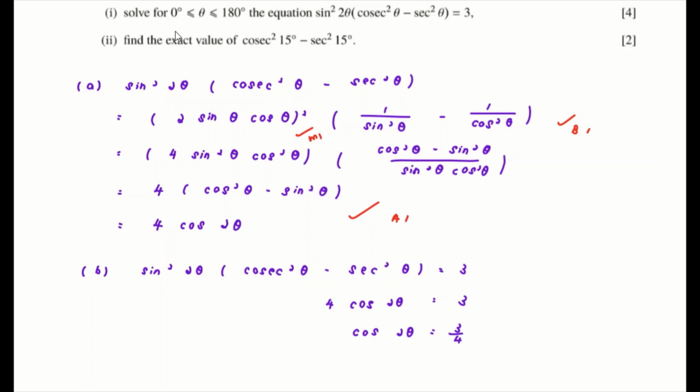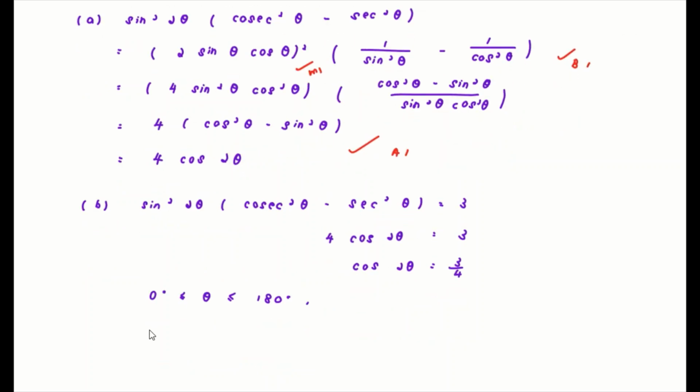Okay, so the question is to solve from 0 to 180. So if theta is from 0 to 180, in other words, then we know that 2 theta will be from 0 to 360. Okay, so by having this, now we can try to solve. So cos 2 theta equals to 3 over 4.